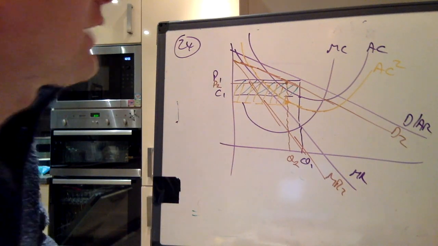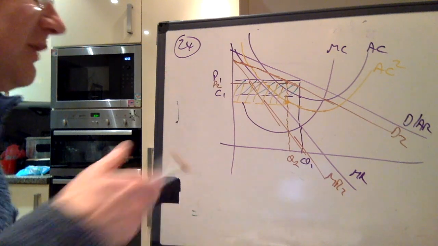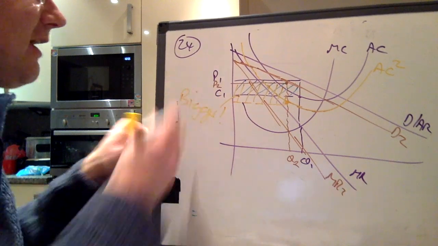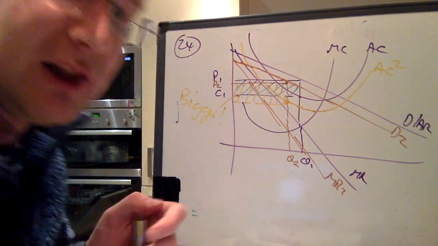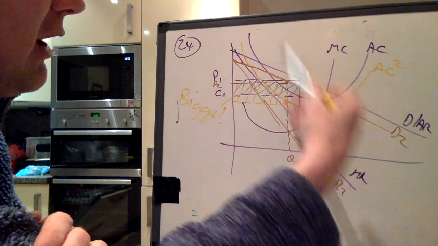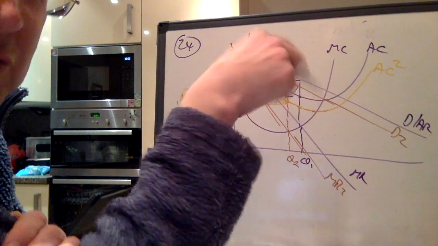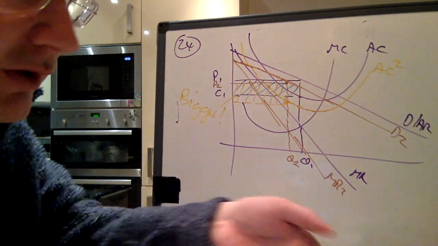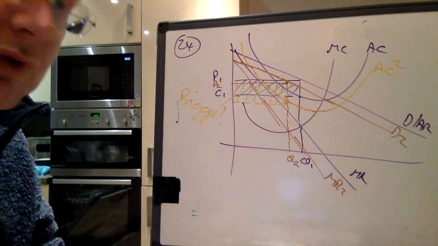even if you don't make your profit area look bigger, what I would do in an exam is I would just write bigger. All the marks really are for showing that you can shift D and AR, MR, average cost, and show how the new diagram works. So it's a bit of a tricky question. And then the other couple of marks are just for saying why this happens in the context.